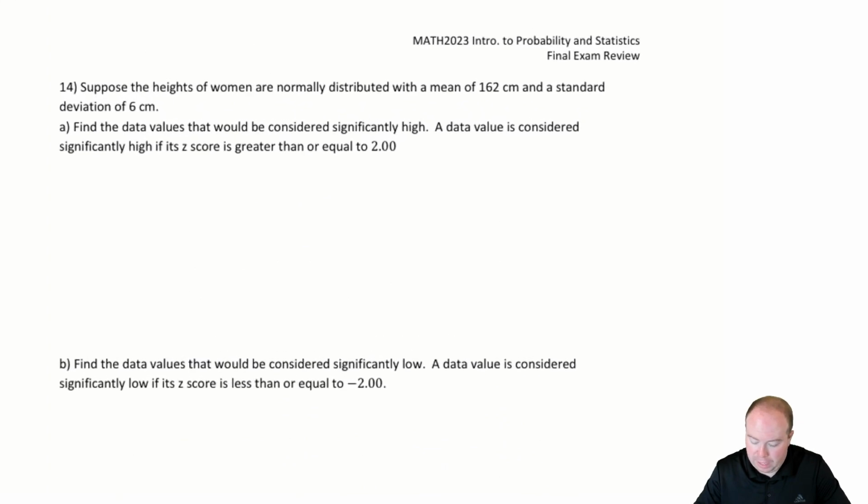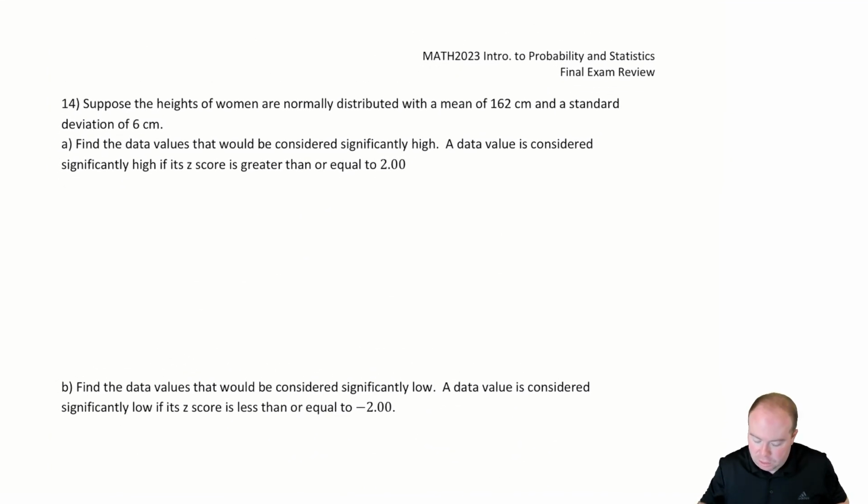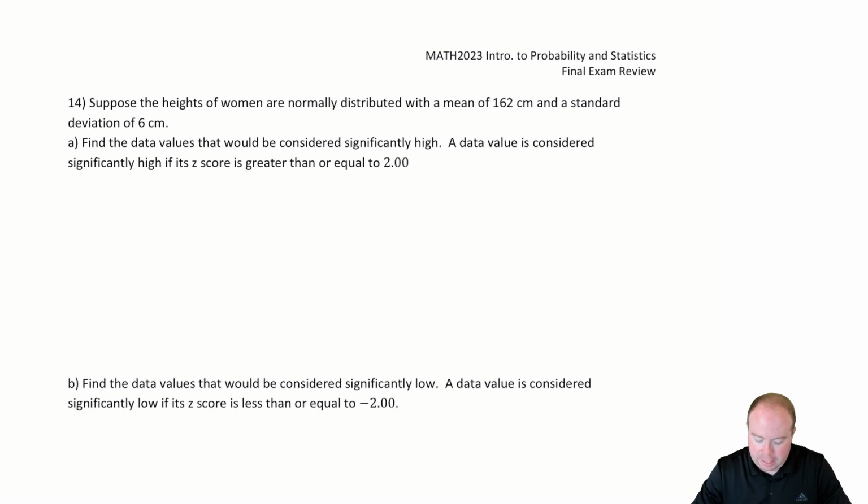Oh, a little more on 3-3. So number 14. So 14, we are looking at the heights of women that are normally distributed. So we know they're normal and has a mean of 162 and a standard deviation. So we have a mu of 162, a standard deviation of 6 centimeters. And we're asked in part A to find the data values that would be considered significantly high. So these are all of those that are more than 2 standard deviations away. Oh, I think that's talking about it here. The data value is considered significantly high if its z-score is greater than 2.